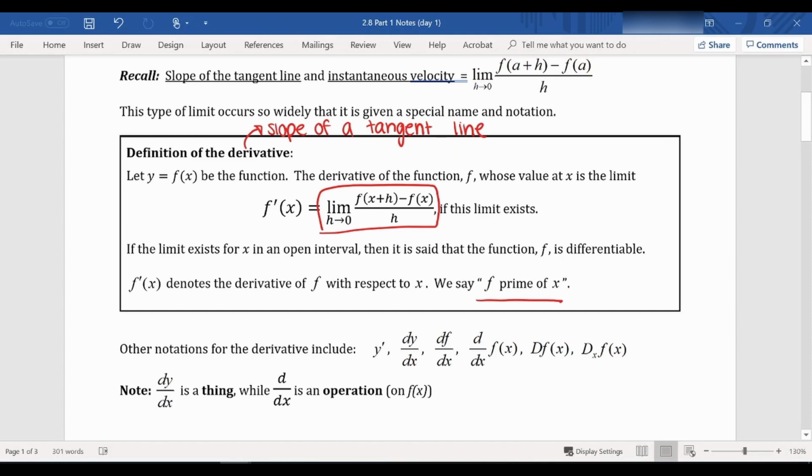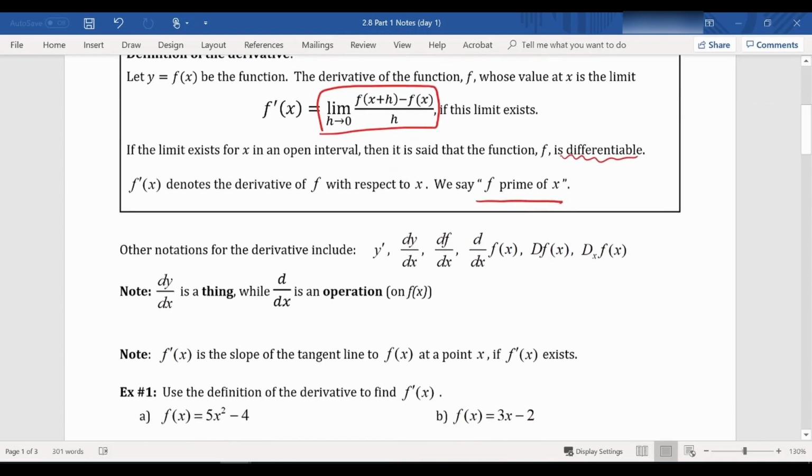You can only find the derivative if the limit exists. If the limit doesn't exist, that means that the derivative does not exist. If you can find the limit or find the derivative, we say that f is differentiable. So if a question says, is this differentiable? What they're really asking is, does this limit in the red box exist?